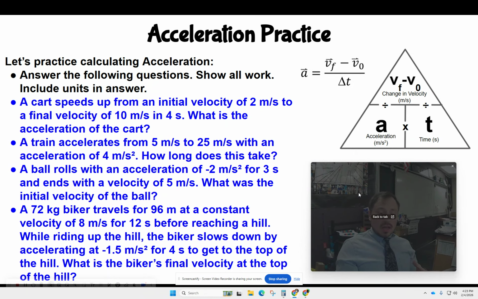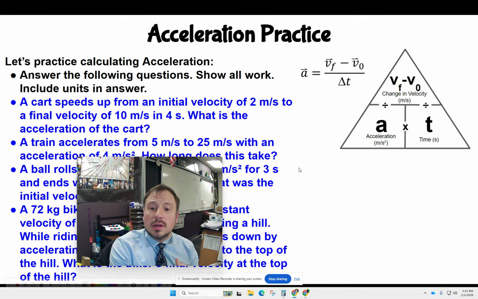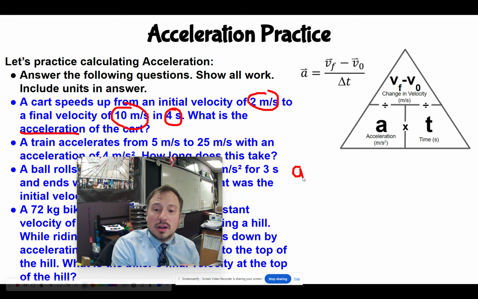So I am looking for the acceleration. Now, I know the initial velocity is 2 meters per second. I know the final velocity is 10 meters per second. And I know the time is 4 seconds. So that's what I know. We'll move this over here. Now, I can set up this equation. The equation is already set up, right? So the acceleration here, I already have that written up here. And I can set this up.